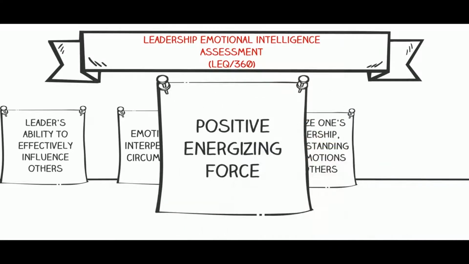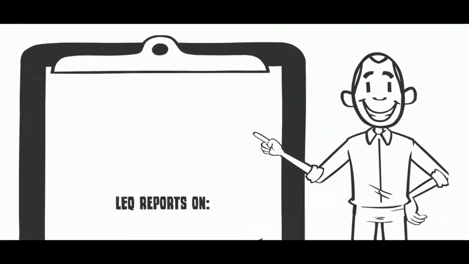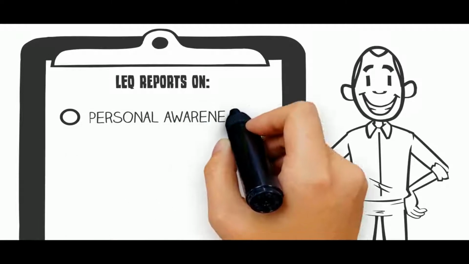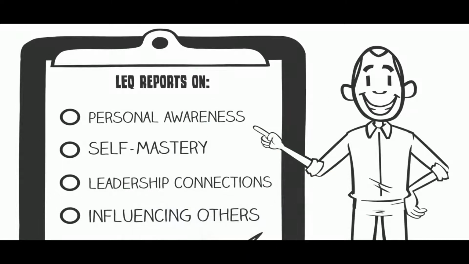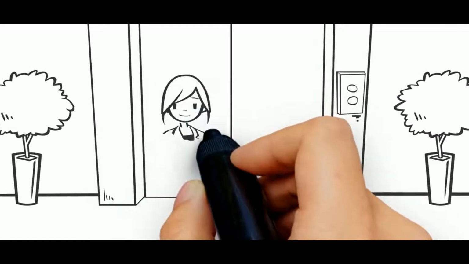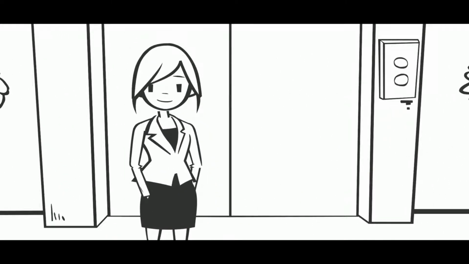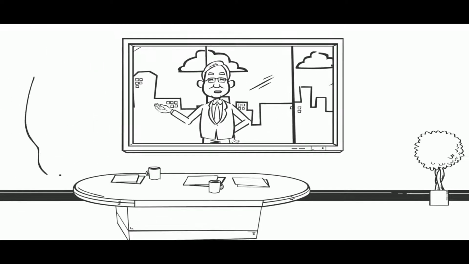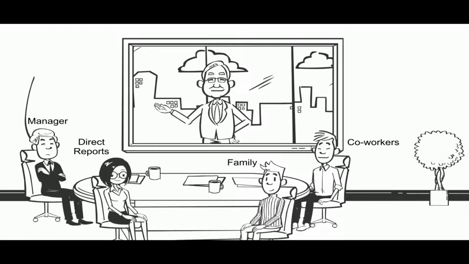the organization. The LEQ reports on how you and others view your proficiency in the following 4 dimensions: personal awareness, self-mastery, leadership connections, and influencing others. This assessment provides anonymous, confidential feedback in creating a personal development plan to increase leadership intelligence. The observers participating in this feedback could be and are your manager, direct reports, co-workers, family members, or even others.